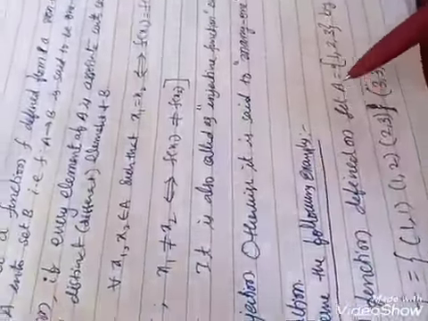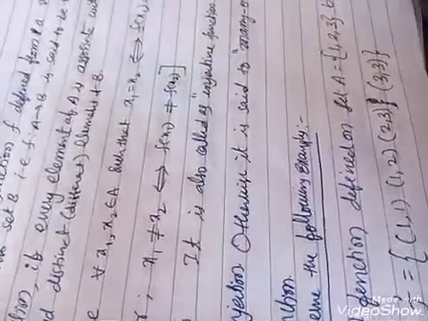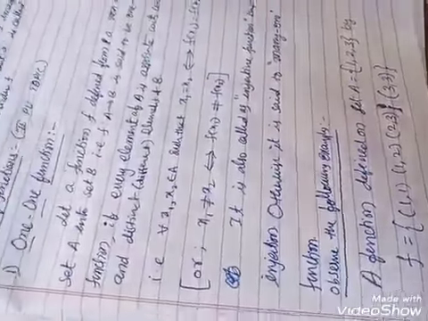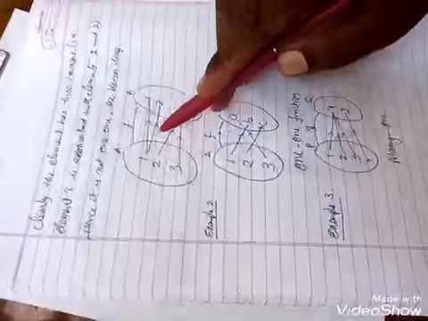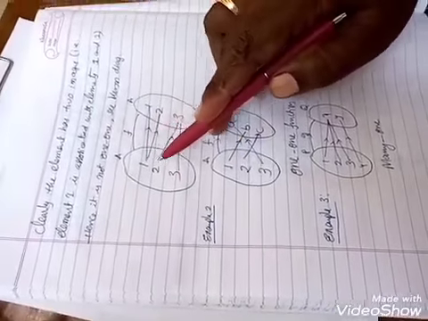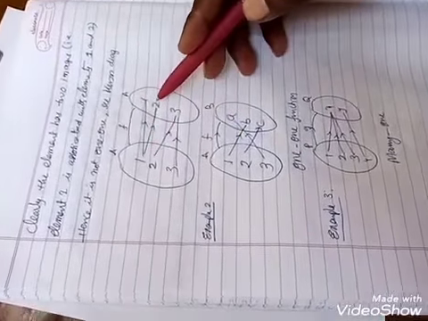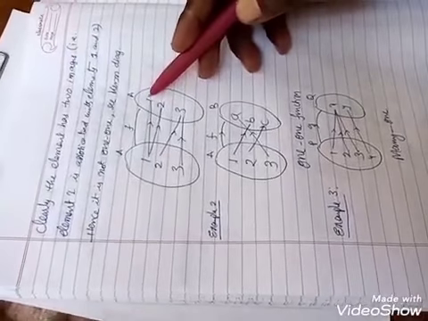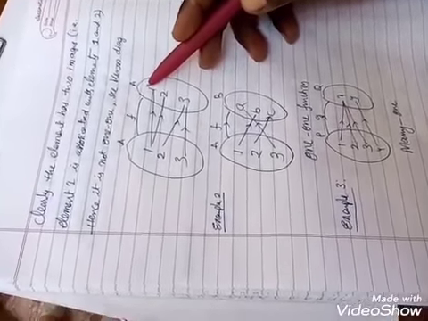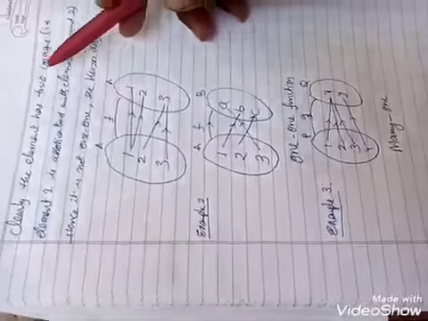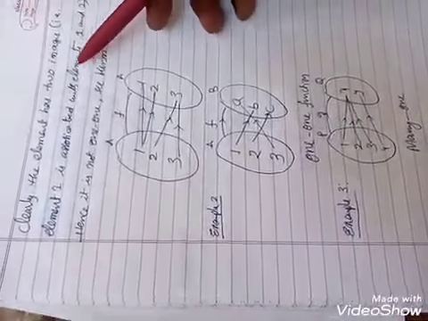Observe the following examples. If a function is defined on A equal to {1, 2, 3} by f equal to {(1, 1), (1, 2), (2, 3), (3, 3)}, and if you map this in a Venn diagram, you get 1 associated with two elements. The definition fails. Actually, it is not a function at all. The element 1 has two images, hence it is not a function.